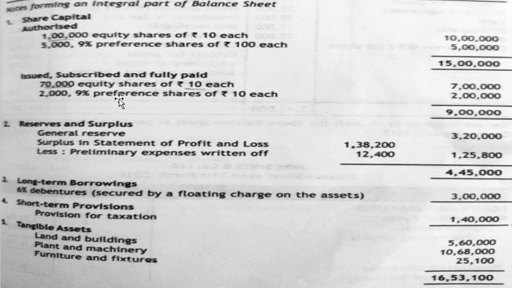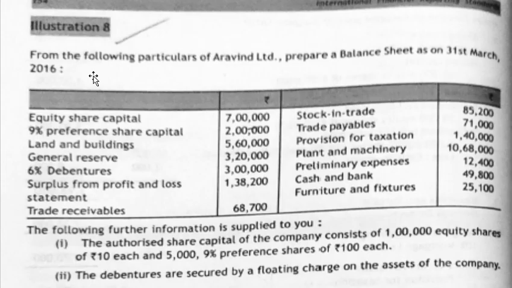So after reserves and surplus, we have long-term borrowings. Under long-term borrowings, we will usually have debentures. So have they given debentures? Yes, 6% debentures of rupees 3 lakh. Debentures are secured by a floating charge on assets of the company. Usually debentures are secured, that is, the debenture holders have the right over the assets of the company.